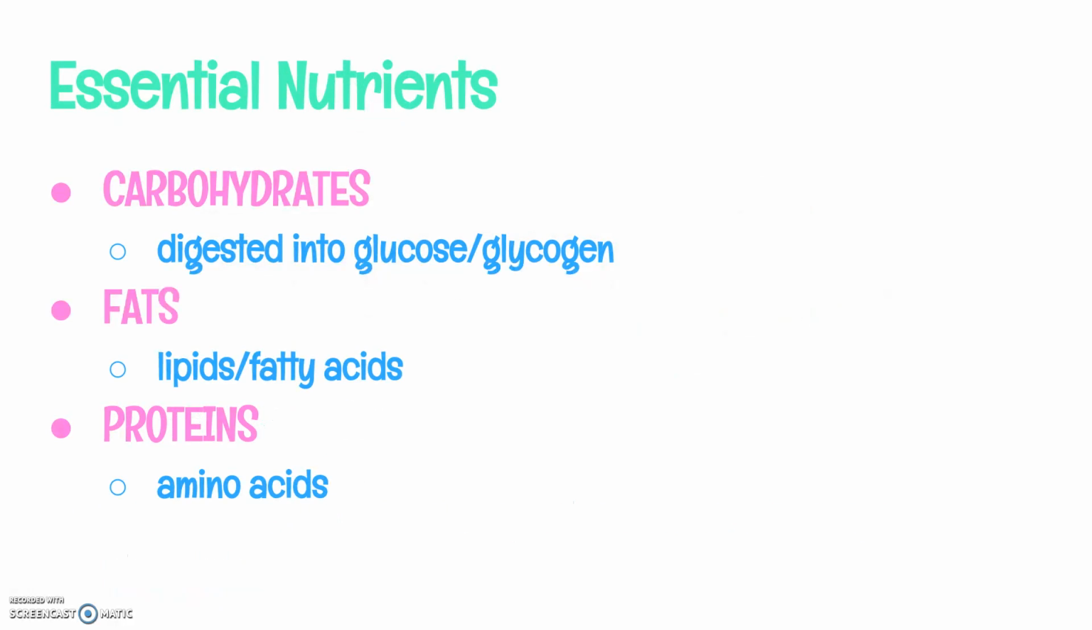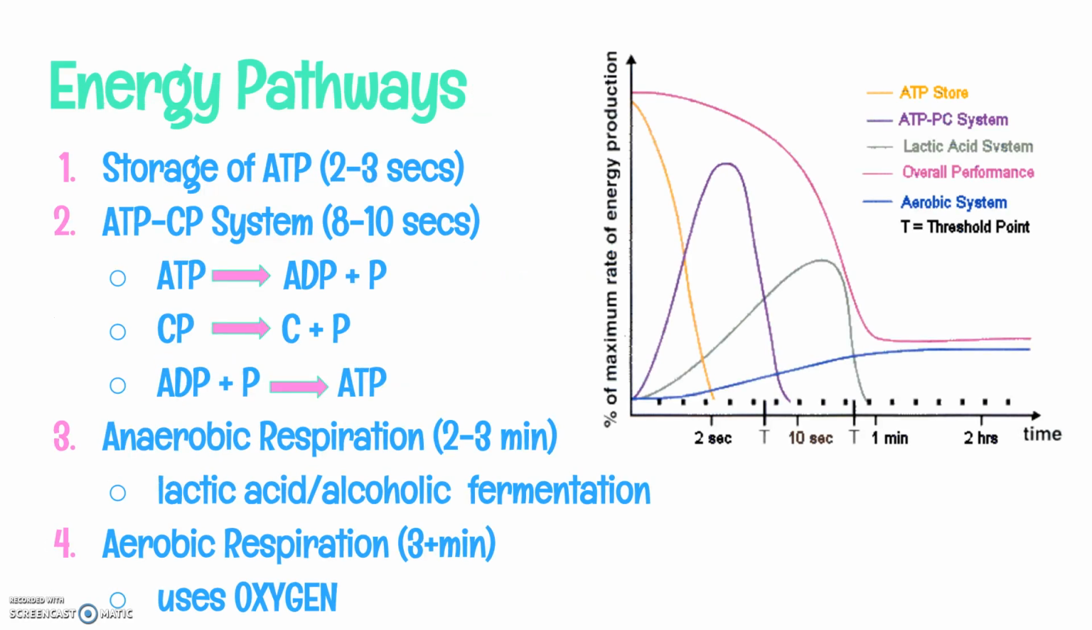Some other essential nutrients for cellular respiration, for aerobic respiration, are carbohydrates, glucose of course, and glycolysis; fats, lipids, and fatty acids, like pyruvic acid, is going to be important, at least for anaerobic respiration; and proteins and amino acids. So, energy pathways.